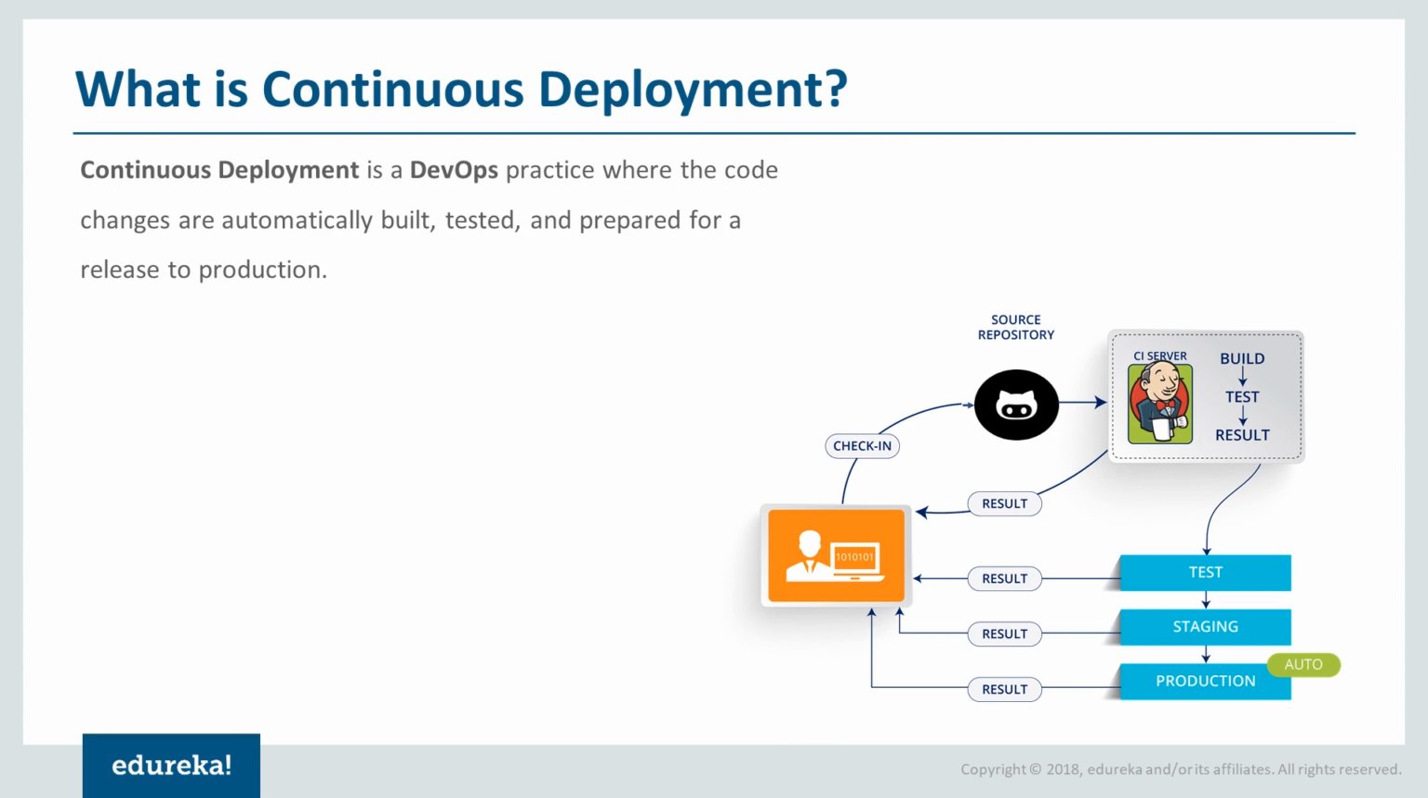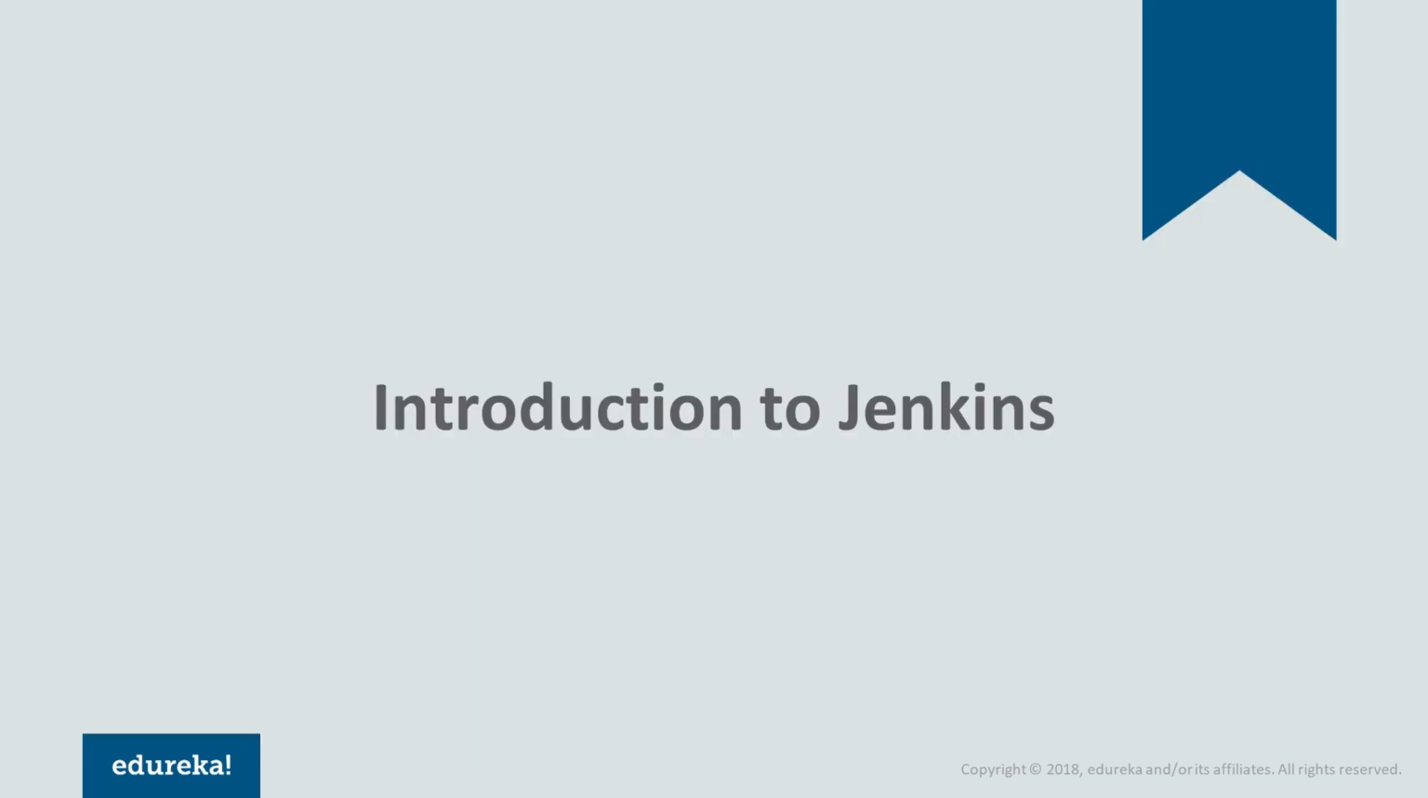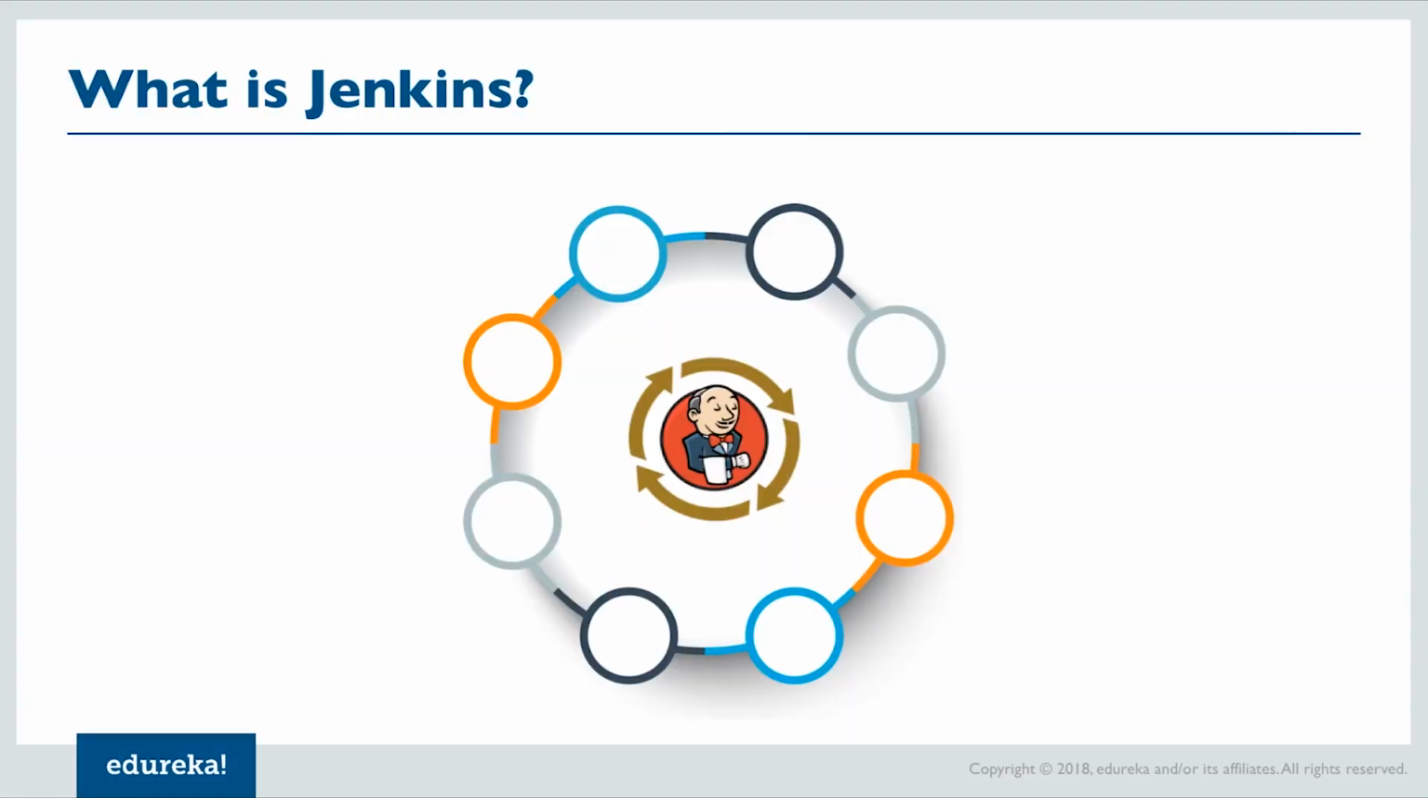So we have seen continuous integration, we have spoken at length about it, then we saw what exactly continuous deployment is. Now is the time to introduce Jenkins as a tool. So what is Jenkins first of all? Jenkins is a lot of things, so let's define it one by one. What are the things it can do? First of all, at a very high level, it is an implementation of a CI server. It helps you implement a continuous integration pipeline.